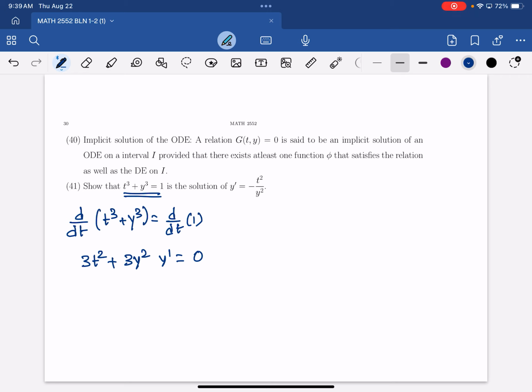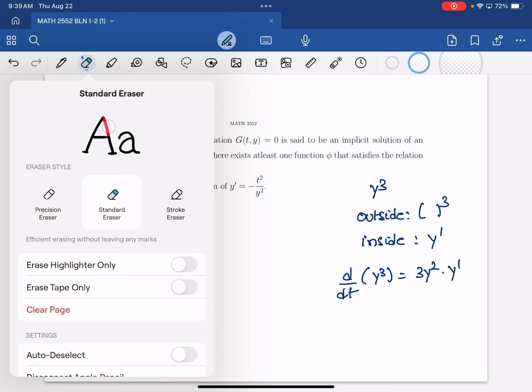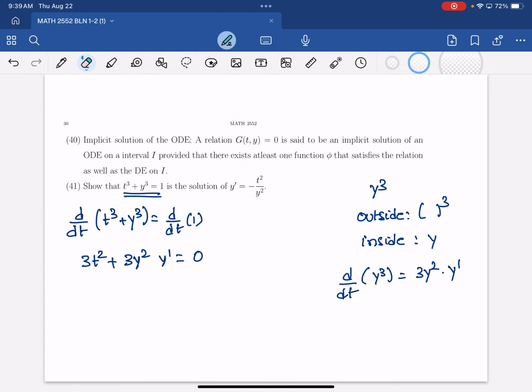Derivative of y cubed, using the chain rule, is 3y squared y prime. Okay, so you have a function y cubed here. The outside function is to the power 3, and the inside function is y. So when you find the derivative of y cubed, derivative of outside will give you 3y squared, and derivative of inside will give you y prime. Chain rule, right? f prime of g of x times g prime of x, something like that.